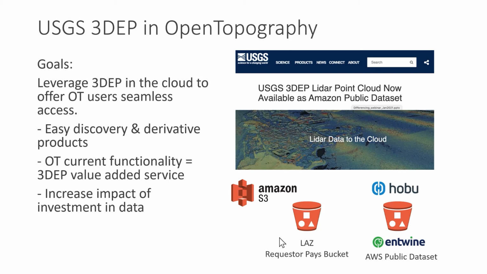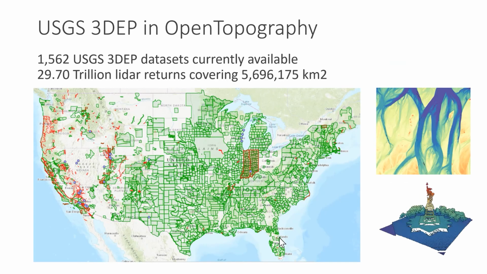Our functionality is a value-added service to these data, which enables us to increase the impact of the investment in them. And so you can see this is from just a few weeks ago what the coverage is. It's constantly changing, but all of the green polygons are airborne laser scanning data covering the lower 48 of the US. This is a huge amount of data, 30 trillion LiDAR returns, and growing all the time.